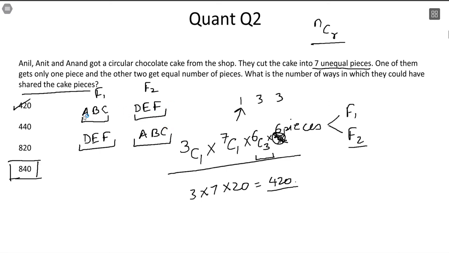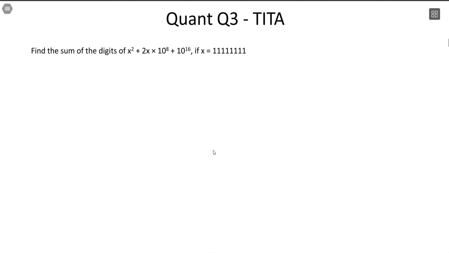A, B, C, D, E, F. You're selecting three pieces out of six. This case is also counted. This case is also counted. You don't need to select a friend anymore. Otherwise, it will inflate your total count. Hopefully that is clear. Moving on to the next question.